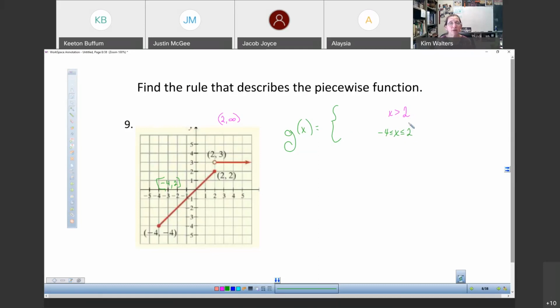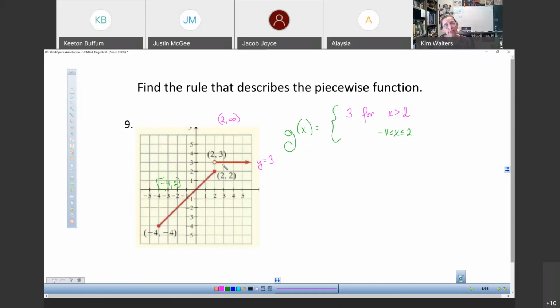So I've defined these as my domains, just to give you an idea on this. So now I have to come up with the actual functions. The first part is pretty nice because it is constant. The y value is 3 for all of these points. So I'm just going to say 3 for x greater than 2, okay?